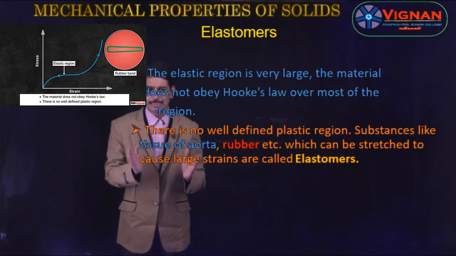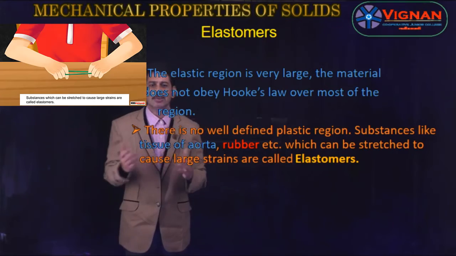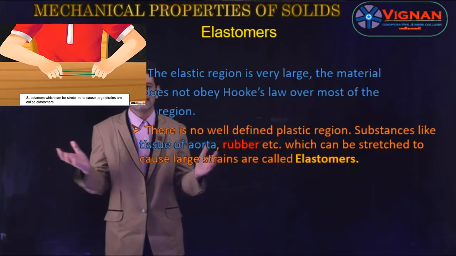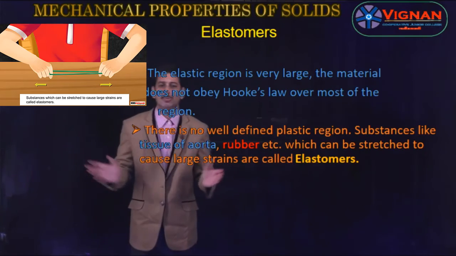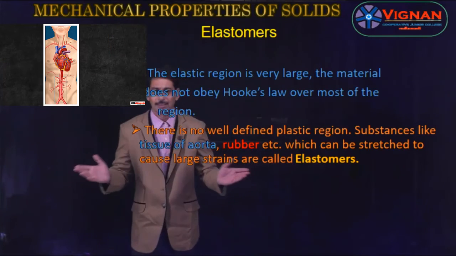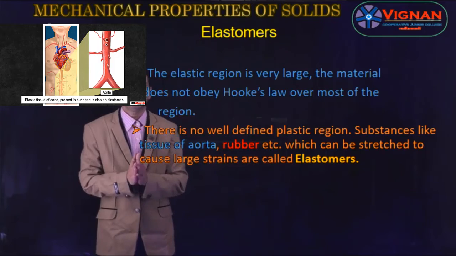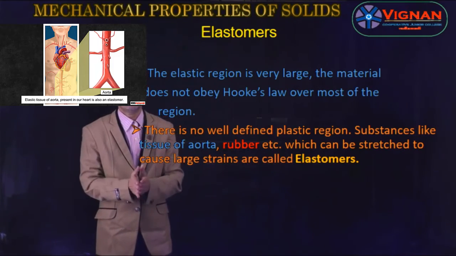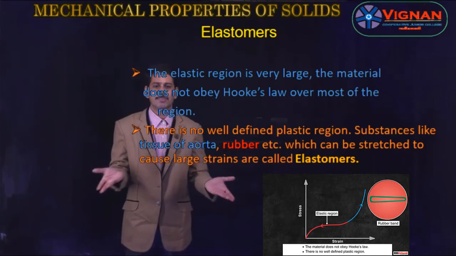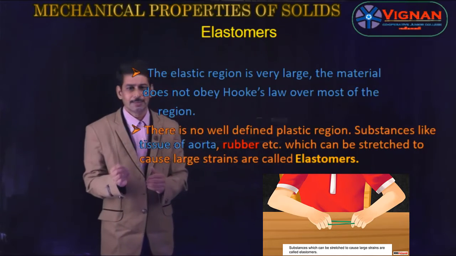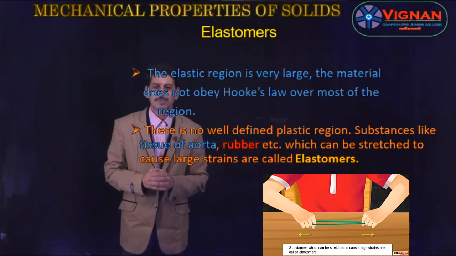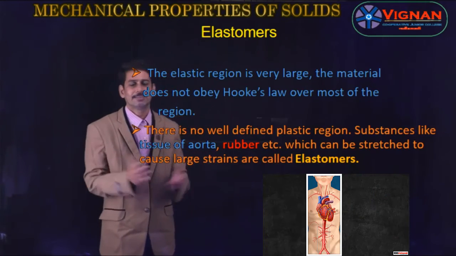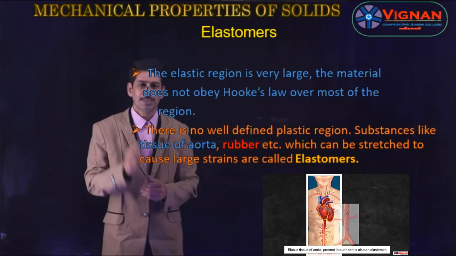For elastomers, the elastic region is very large, and the material does not obey Hooke's law over most of the region. There is no well-defined plastic region, so that also changes from material to material. Substances like the tissue of the aorta and rubber, which can be stretched to cause large strain, are called elastomers. So what are elastomers?